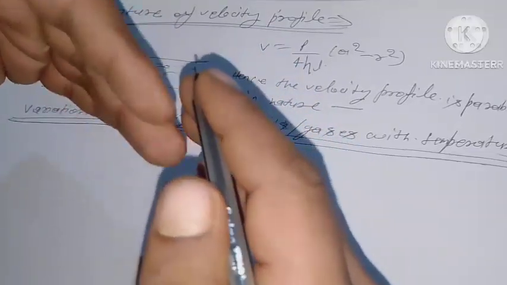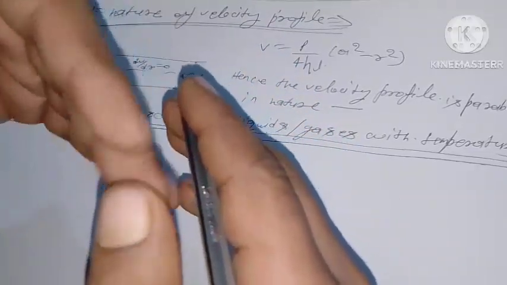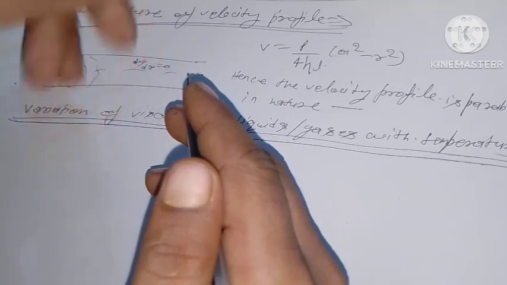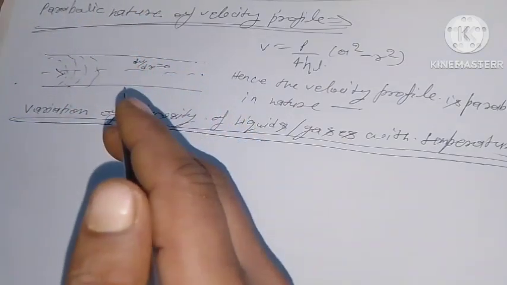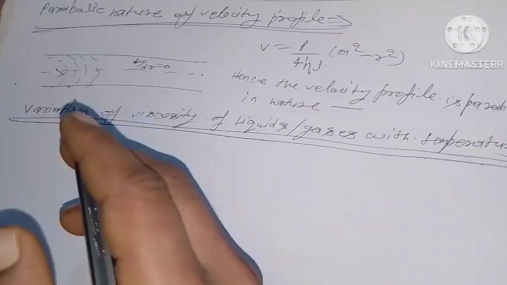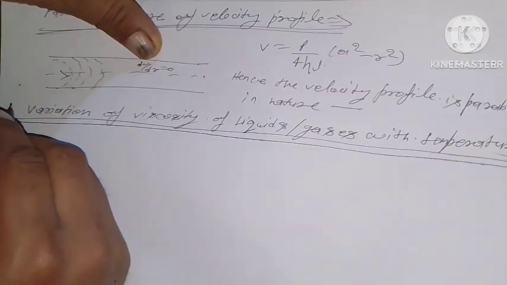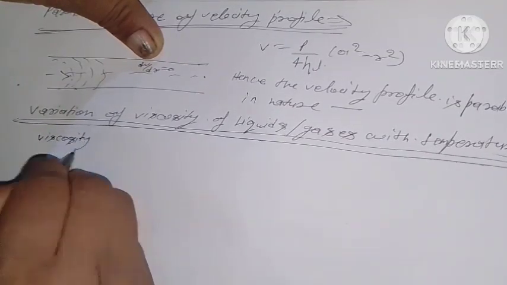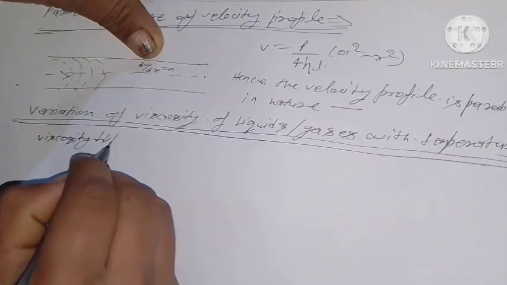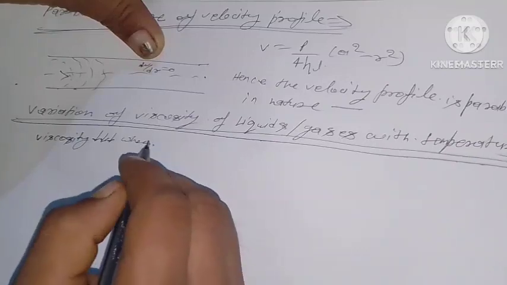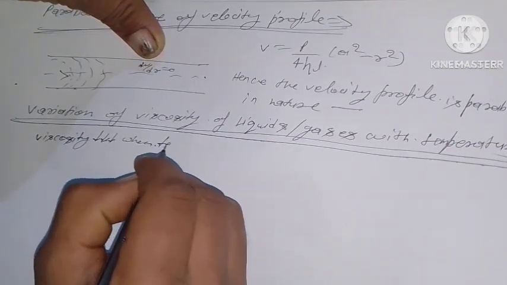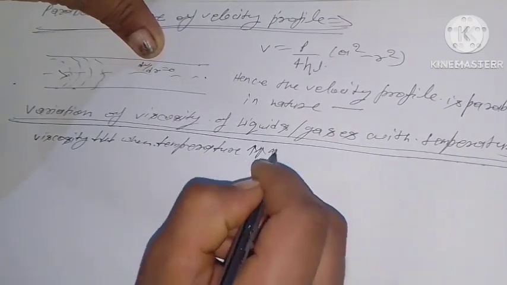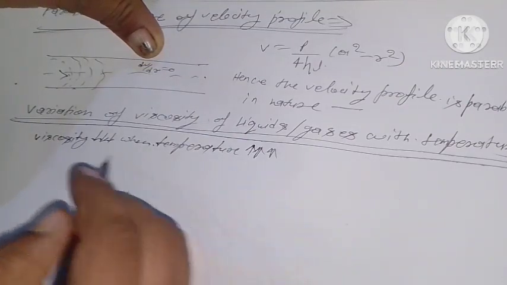The viscosity of a liquid decreases with temperature. Viscosity of water decreases from 0.0101 poise at 20 degrees Celsius to 0.0047 at 60 degrees Celsius. Viscosity of a liquid decreases when temperature increases.